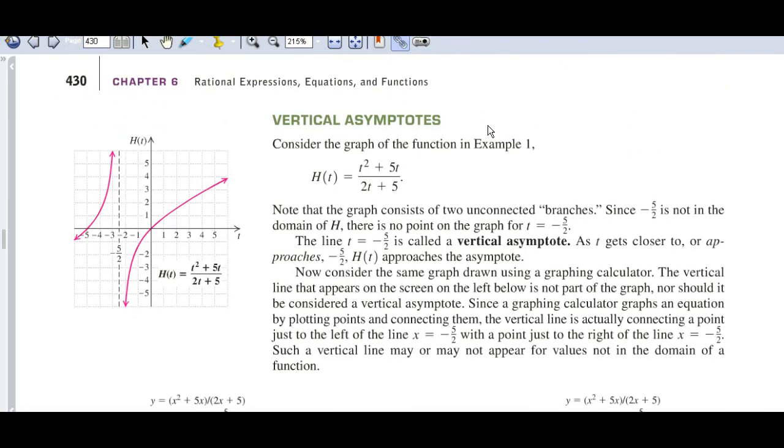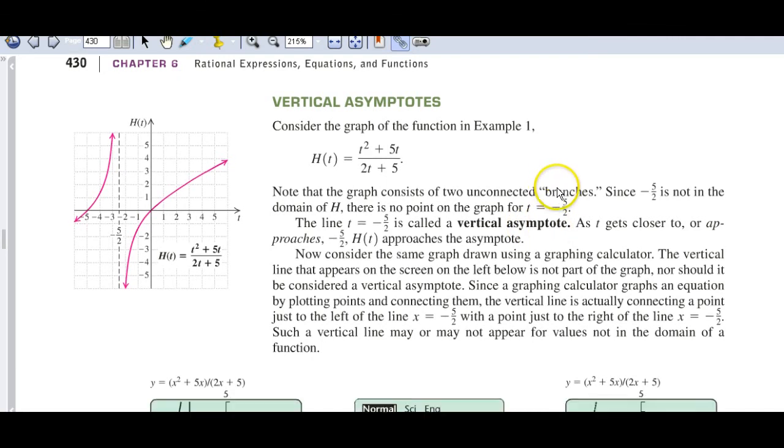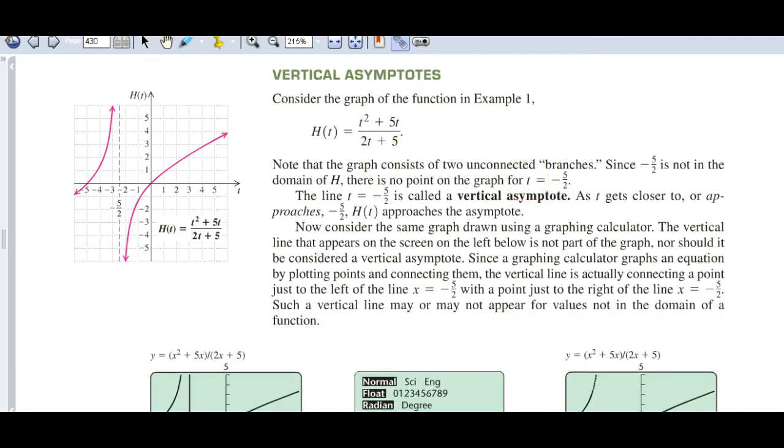Okay, another thing we introduce at this stage is what is called the vertical asymptote. So let me go over this with you. Now, when we defined this problem as example 1 earlier in the lesson, we said that t could be any real number, but t could not be negative 5/2. Well, negative 5/2, when we put it on a graph like this, is the value that would make this a 0 in our denominator. That is called the vertical asymptote.